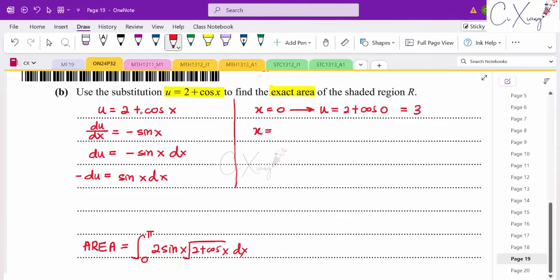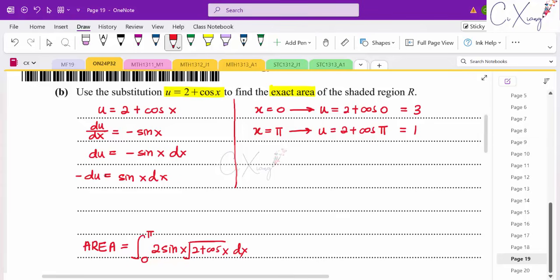Then when x equals pi, your u is equals to 2 plus cos pi. Cos pi gives you a value of negative 1, so 2 minus 1, you get 1. You need to take note that when x equals 0, the value is larger. When x equals pi, the value is smaller, right? Later, when you substitute the limits, please follow the original location.